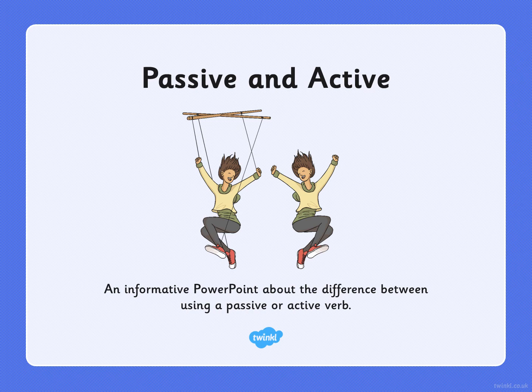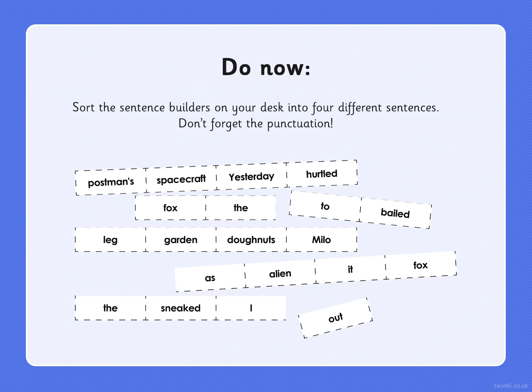Again, we are still looking at the passive and active voice, okay? So we're looking at the difference between using the passive or the active verb, all right? Just some extra practice. So have a go at doing these now. So you have some sentence builders. I know they're not on your desk, but you need to make 4 different sentences, and don't forget your punctuation. Pause the slide, have a go, and then we'll go through it on the next slide.